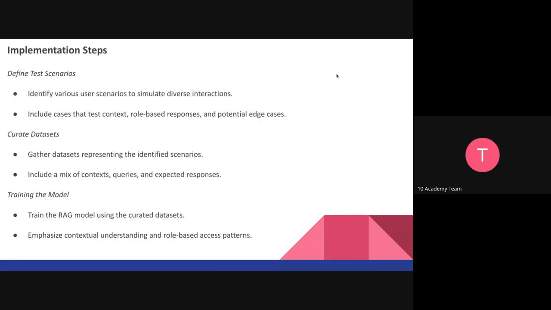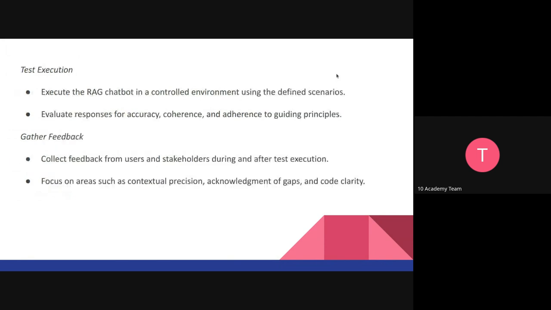What are the implementation steps that we go through on these tests? One thing is we define different scenarios to come up with a better evaluation data set to test our model, our RAG pipeline. So just to test our performance, we take a pure data set and train the model with those data sets to have a better performance test. And the other point would be test execution.